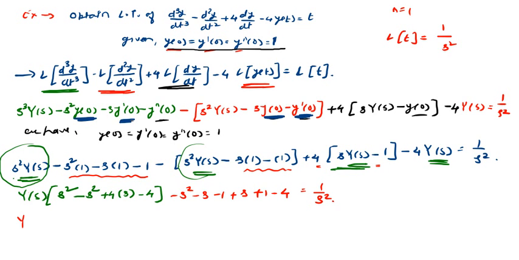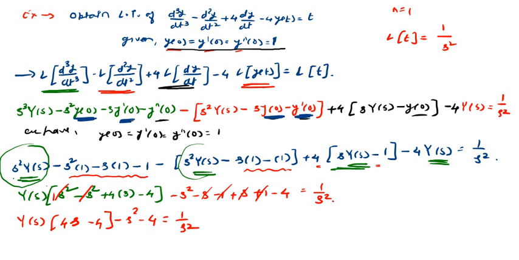So this will be y of s in bracket s square, and s square will get cancelled. So what remains, only 4s remains. This will get cancelled, so what remains is 4s, into 4s minus 4 bracket. Again, minus s plus s cancels, minus 1 plus 1 cancels. So again what remains is minus s square minus 4 is equal to 1 by s square.